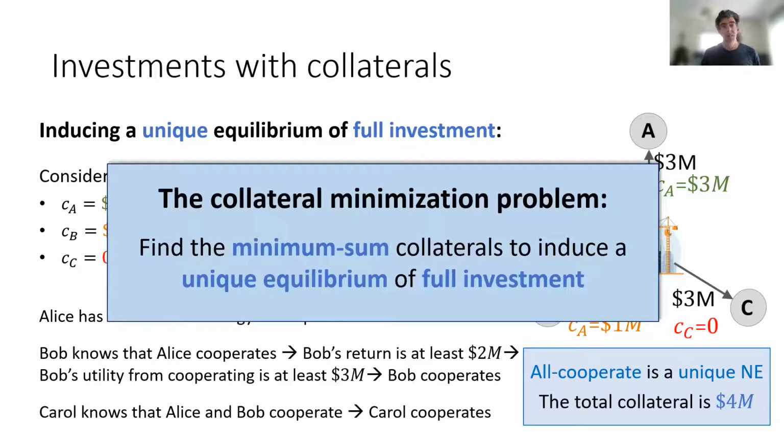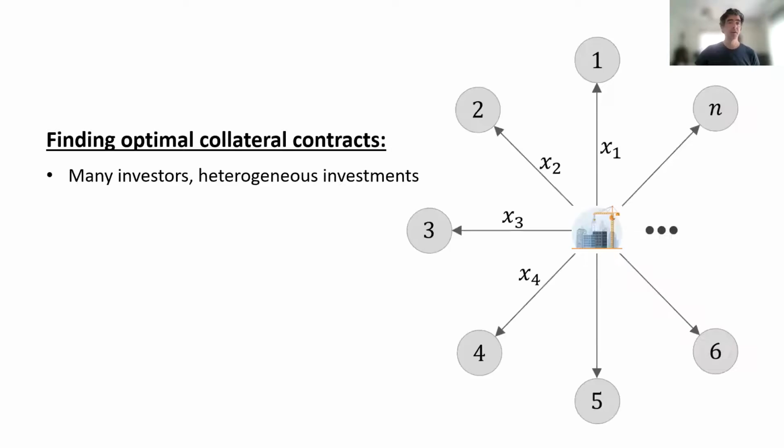And so the problem that we define and analyze is the collateral minimization problem that asks to find the minimum sum of collaterals to induce a unique equilibrium of full investment. And this is going to be challenging for various reasons. First, there may be many investors, heterogeneous investments, and so this may become combinatorially complex. You need to figure out how to define and solve an optimization problem.